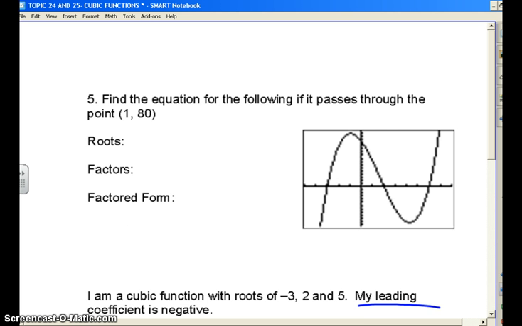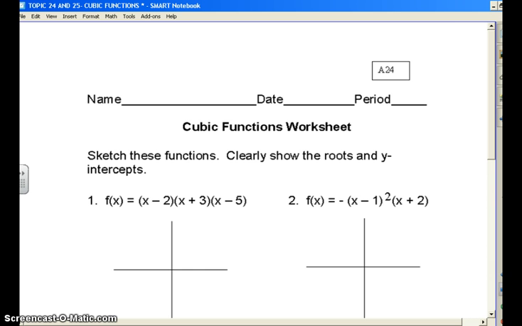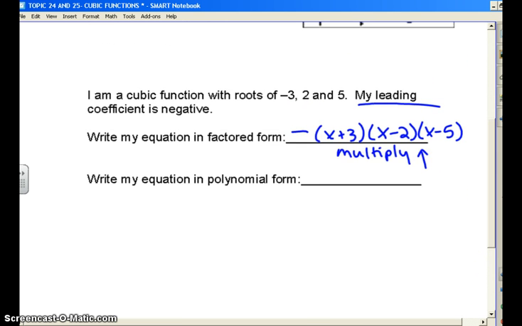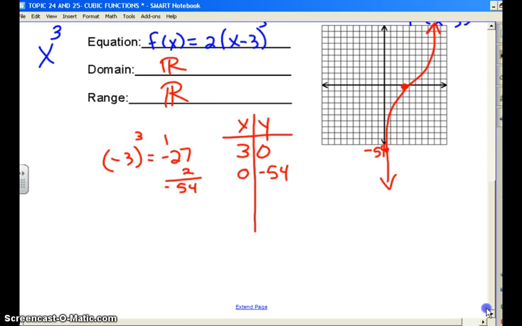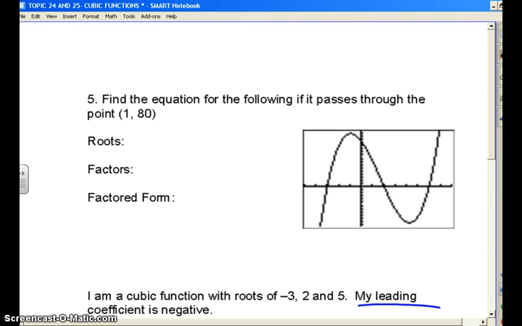I want to do another example with you real quick here. If I can find it. All right, we'll take a look at this number 5 here. What are the roots of this graph? We have x equals 2, 6, and negative 3. So what are the factors? x plus 3, x minus 2, and x minus 6. So that is factored form.